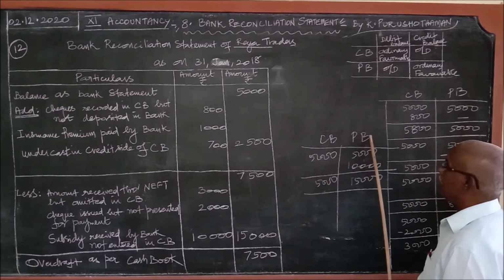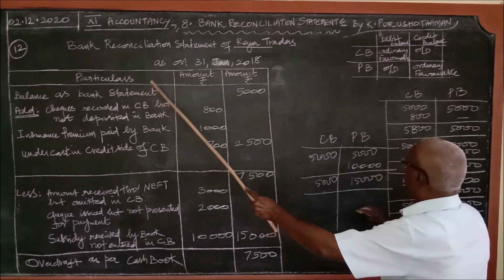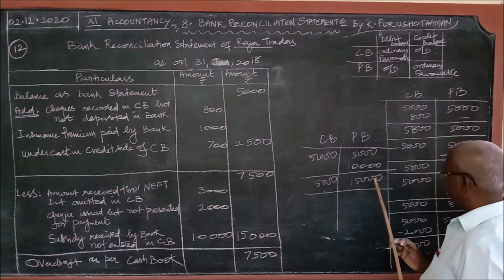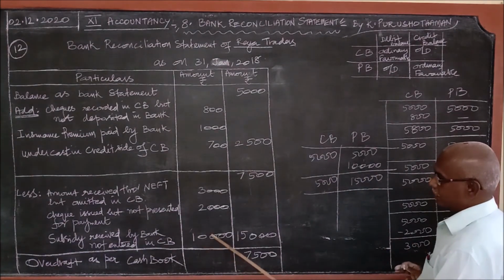We should consider the passbook only because we start from the passbook. Therefore, here it is greater. To equalize, we should reduce the balance. Therefore, it is minus. Okay.